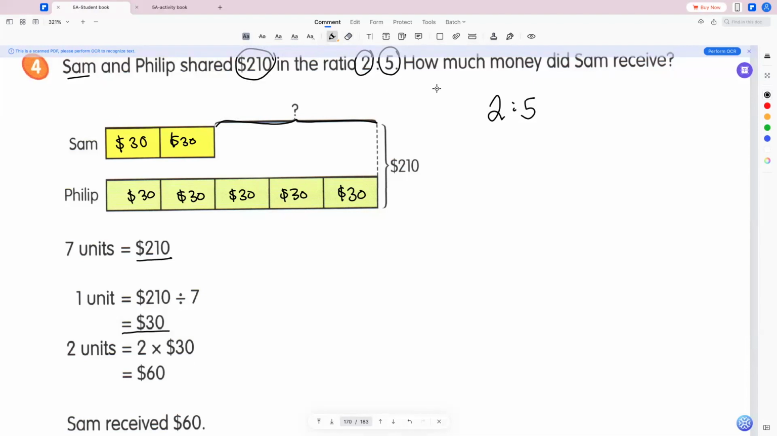Now the question is asking us, how much money did Sam receive? If we're taking a look at our diagram, Sam has $30 plus $30, or 2 times 30, which is 60. Yes. Awesome. $60. So Sam received $60.